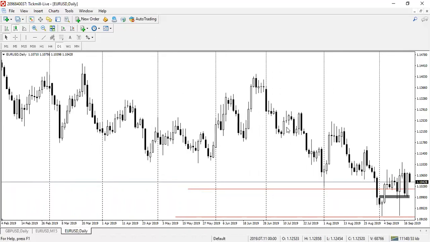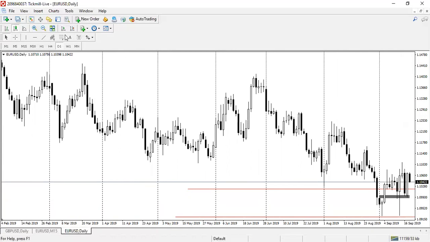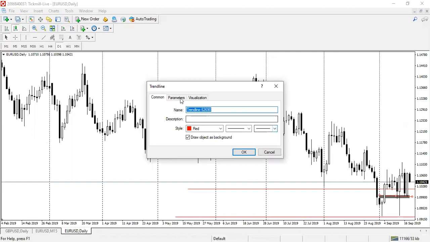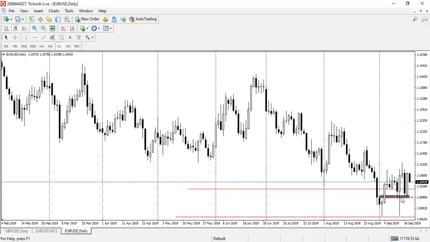Again, let me mark the midpoint of this order block. What is it? It is 1.0990. Let me draw a line to mark that up. That's a bit low. Yes, right there. Yeah.